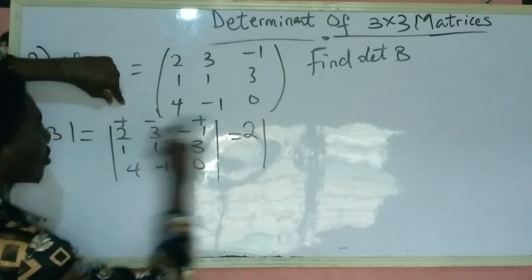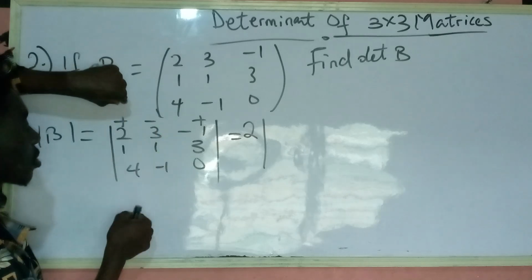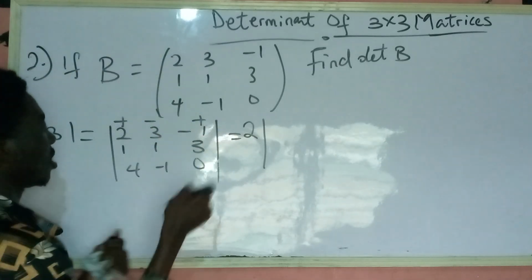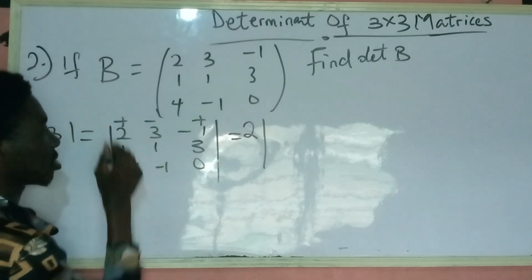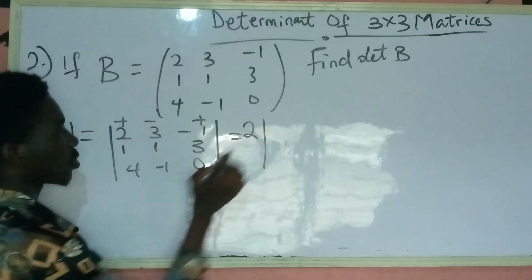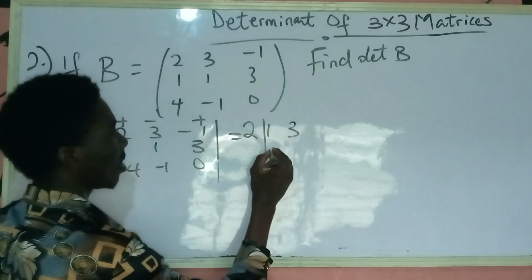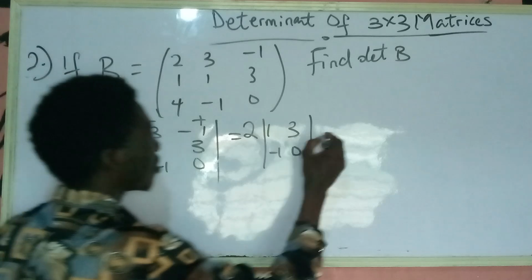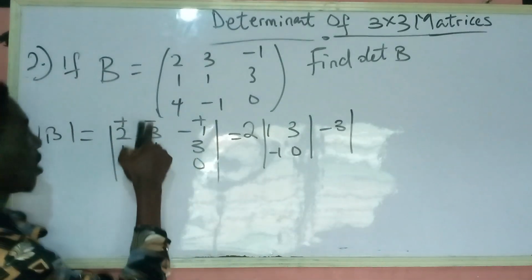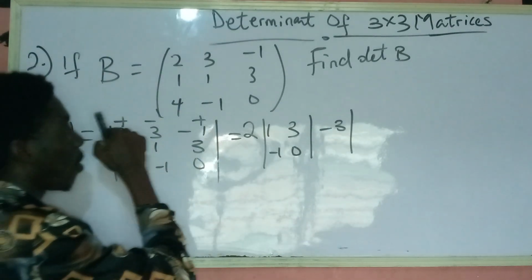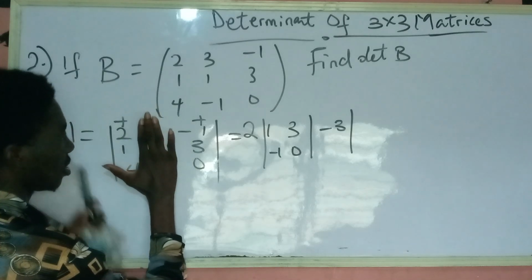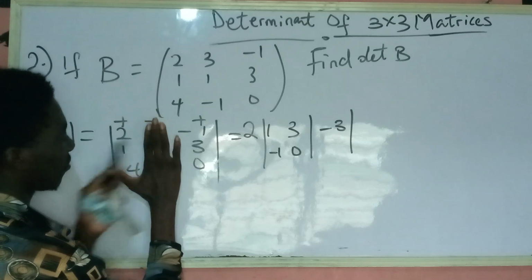That means plus 2 occupies this row and this column. I'm left with this: 1, 3, minus 1 and 0. Can you see that? Next one is minus 3. This 3 occupies this column and this row. You can see you are left with 1, 3, 4 and 0.